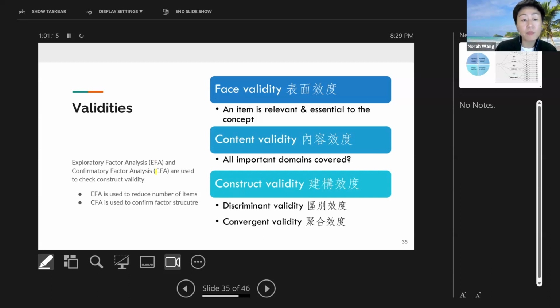Some of you have probably heard about EFA and CFA, and you wonder about that. I will just very quickly go through it. We don't have time tonight to go into details, but EFA is often used to reduce the number of items, and CFA is used to confirm factor structure. This is only for those who are interested, who are nerdy enough to look at the structure of the scales when they select scales.